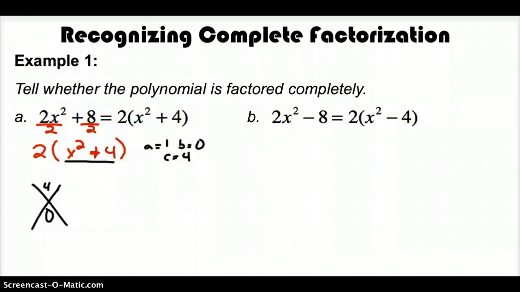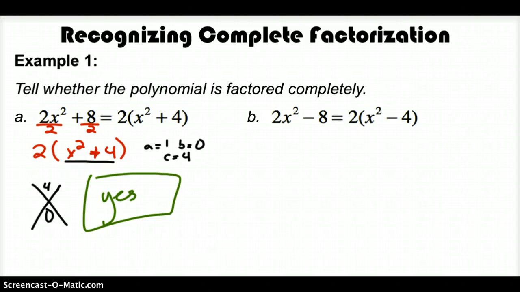Two numbers that multiply to 4 but add to 0. I can't think of any. Again, 2 times 2 would multiply to 4 but add to 4. 1 times 4 would add to 5, so we can't. Okay, so I would say in this particular answer that yes, this particular polynomial is factored completely. They did a good job with this part. There's no more that they can actually take out. That's a monomial and a binomial factor here, and we can't break this down anymore. Okay, so let's look at the next one.